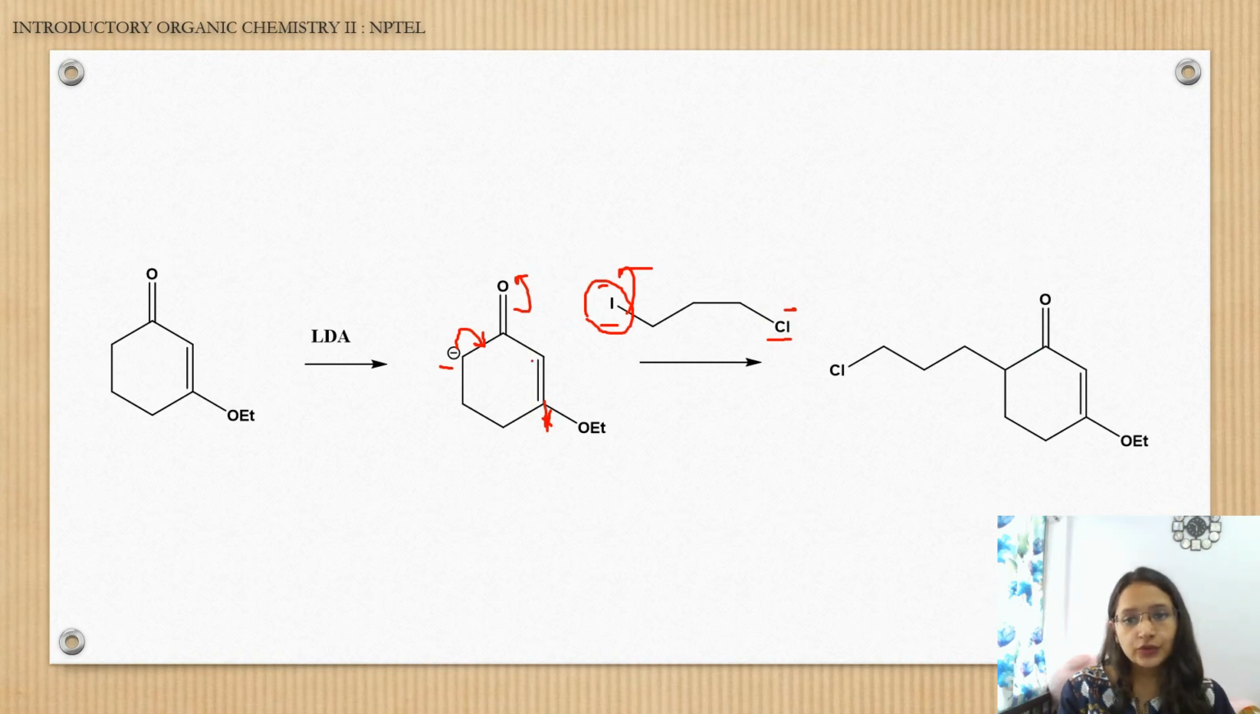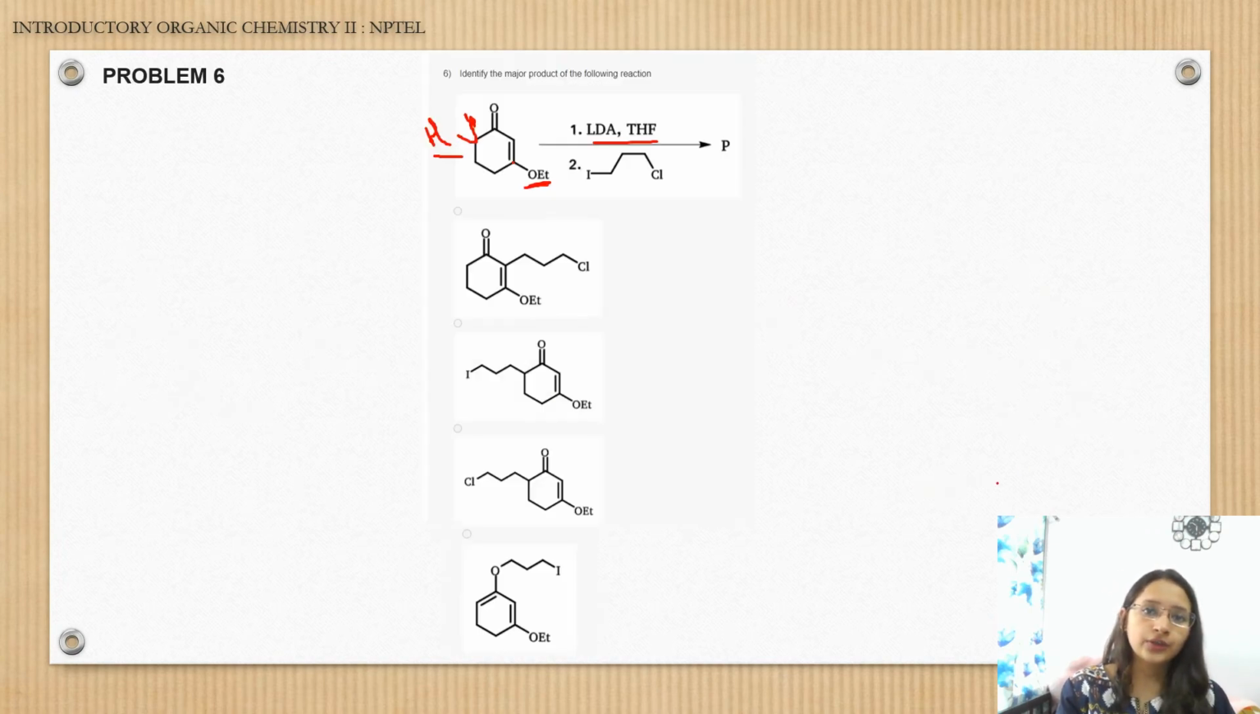So now this anion will attack this particular carbon on this side, and this iodide leaves. So this kind of species is getting generated. So now, which is the correct option? Option C, ma'am. Very good. Option C is the correct option.